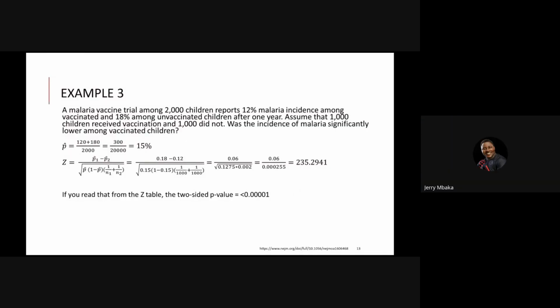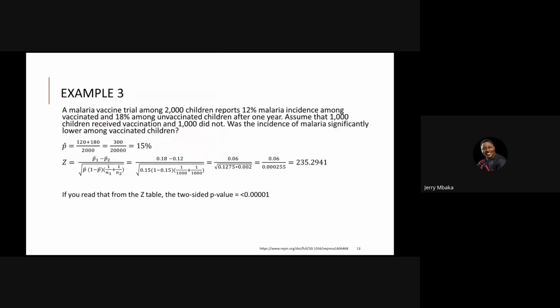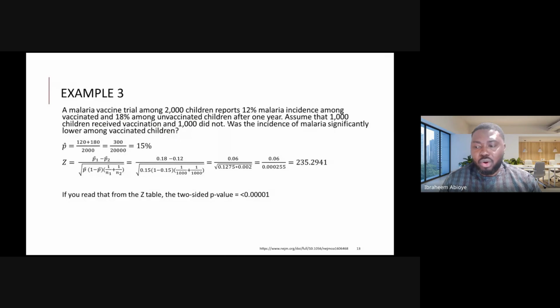Okay, so I'm confused. Here's what we have: 2,000. You should try to walk through this question. Let's see, what's your P hat? What's your P1?